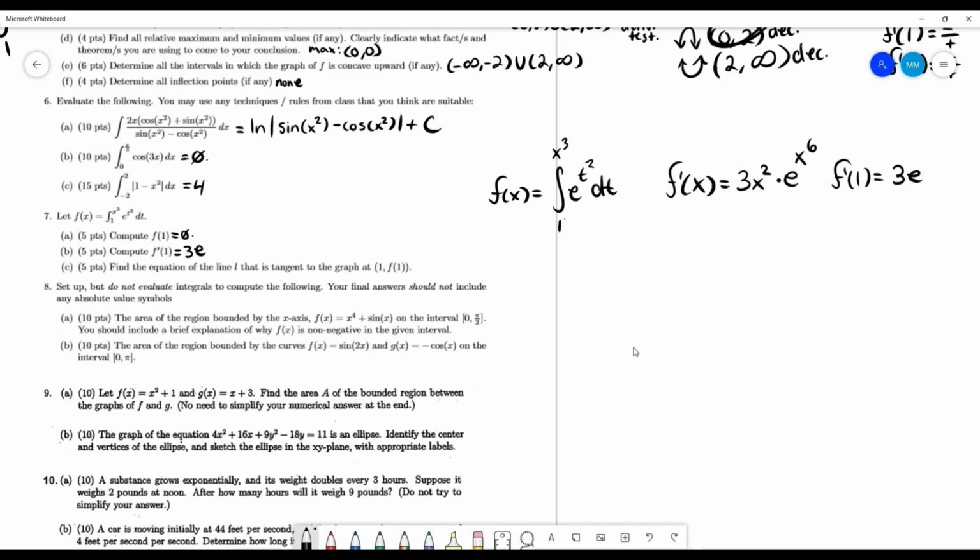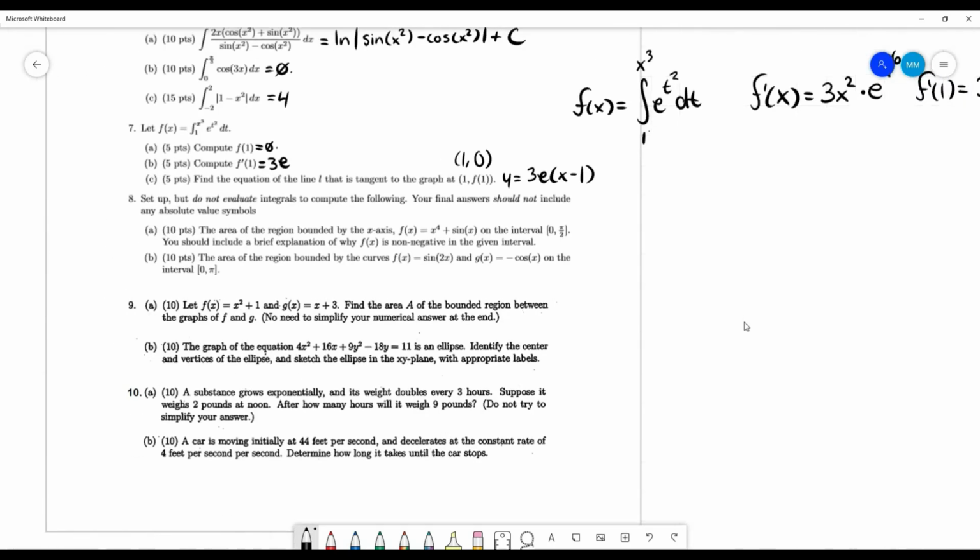Now I want to find the equation of the line that is tangent to the graph at 1, 0. So this is, of course, our slope at this x value. Since I know my x and y values, I can just use point slope form, which is really easy. So it's y minus 0, which is just y, equals the slope, which is 3e, times x minus that x value, which is 1. And boom, I can just leave it like that.